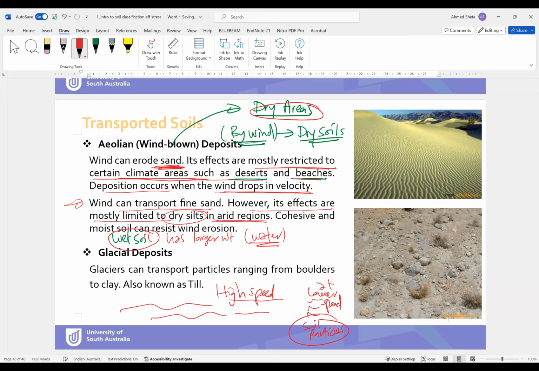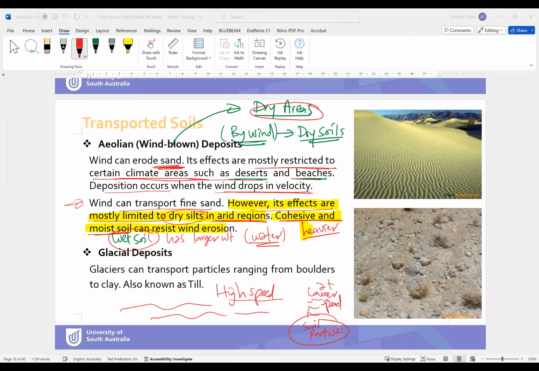So this is the most common one. Dry silt in arid or dry regions, because cohesive soils are resistant to wind erosion. Why are cohesive soils resistant to erosion? Because cohesive soil will be heavier. So the cohesive soil and moist soil are heavier than dry soil. That's why they cannot be moved by wind.